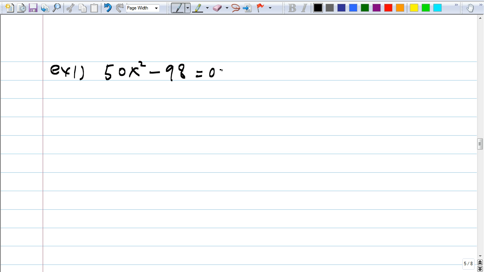Someone said divide both sides by 2. Okay, always simplify, right? And you would get a difference of squares because you get 25x squared minus what? 49. That's the difference of squares. You could factor that. Or you could also move the 98 over to the other side and divide both sides by 50 and simplify that fraction and square root both sides. Right? It doesn't matter. Same.